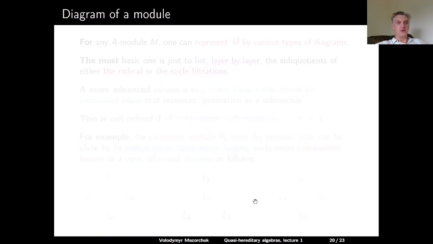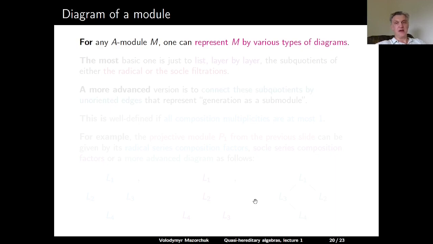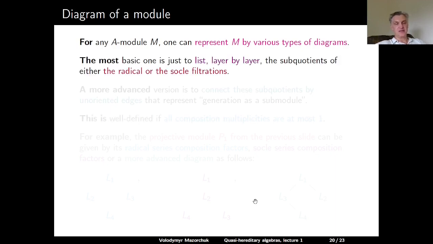We will very often use diagrams for modules. For any A module M, the module M can be represented by various types of diagrams. The most basic one is just to list, layer by layer, the subquotients of either the radical or the socle filtrations.